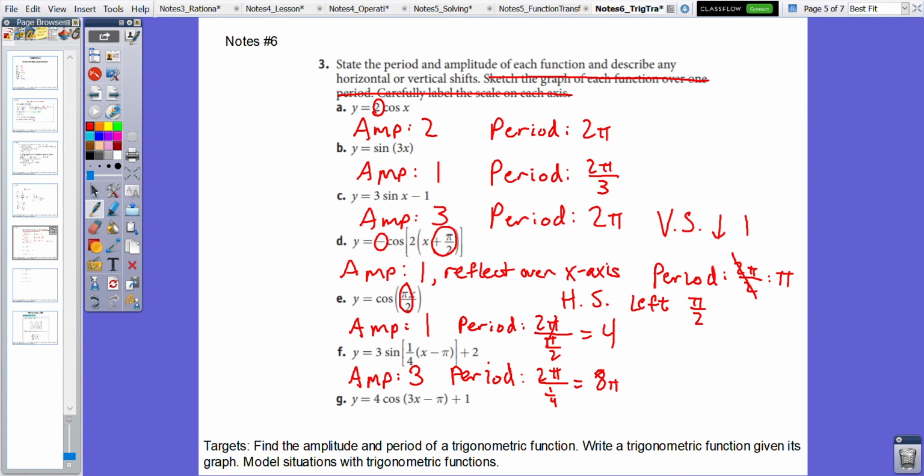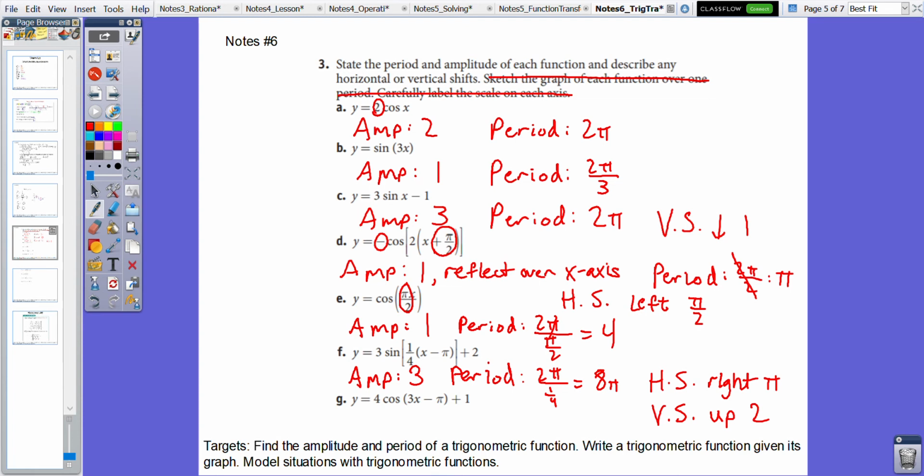Okay, so now we look inside the parentheses there. We have x minus pi. That means that we're going to have a horizontal shift of, because this is x minus pi, it's going to be to the right pi or 3.14. And then we're going to have a vertical shift of 2. And in this case, because it's plus 2, it's going to be up 2.